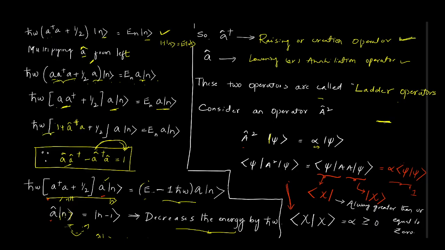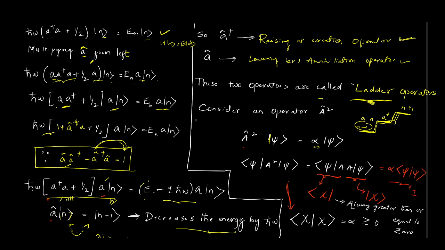If you consider a system in state n, and you apply a dagger onto the system, the state will be increased by 1 unit, that is n plus 1. If you apply a onto the state, it will decrease the state by 1 unit, that is n minus 1 state. So these two operators act as a ladder to increase or decrease the state. That's why these two operators, a dagger and a, are called ladder operators.